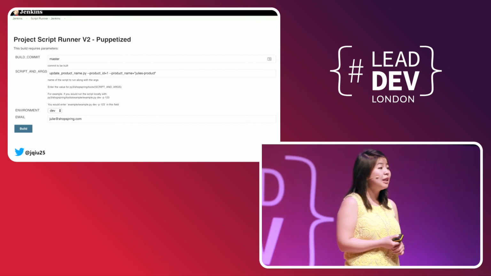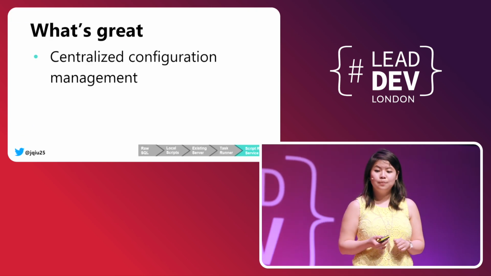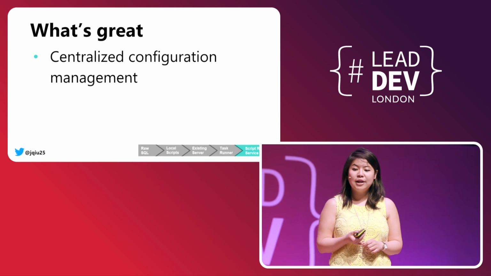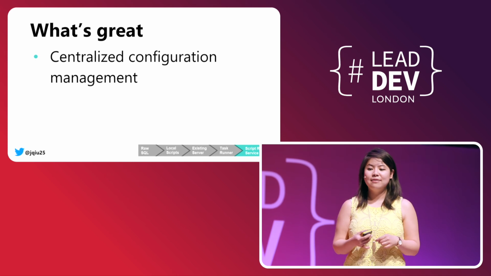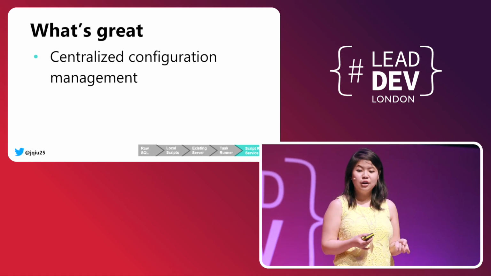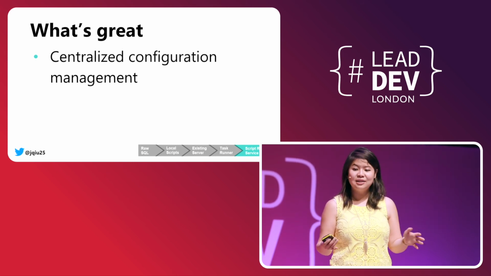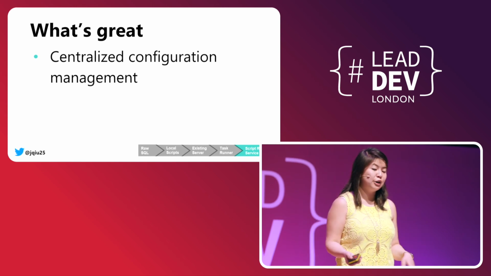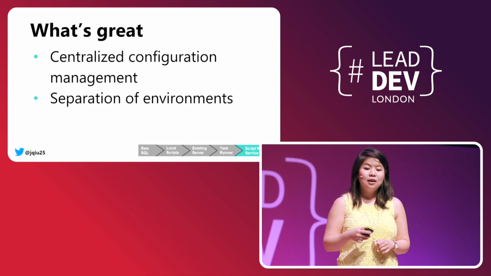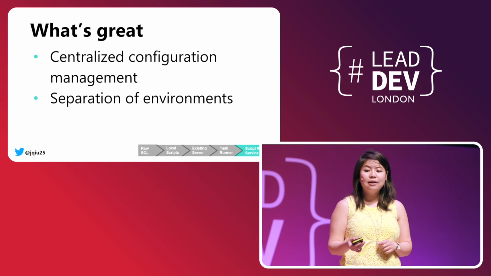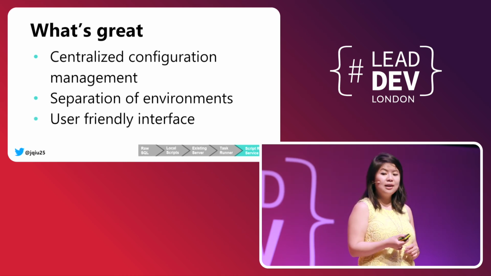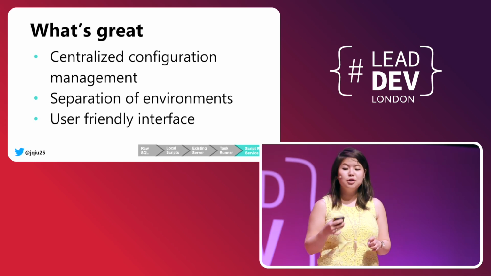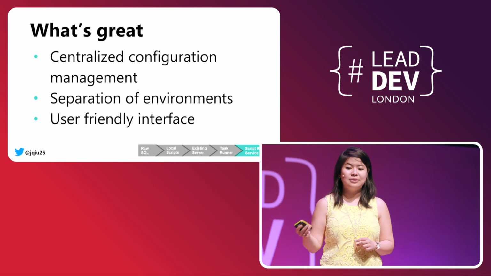Which brings us to some of the key benefits of the script runner service. The first of which being centralized configuration management. So we now have a system for using credentials in our script that is a lot more organized than just selecting a bunch of command line arguments. The second is that this strategy allowed us to maintain clear separation of environments. And lastly, the system is by far the most user-friendly of all the strategies that we've seen.